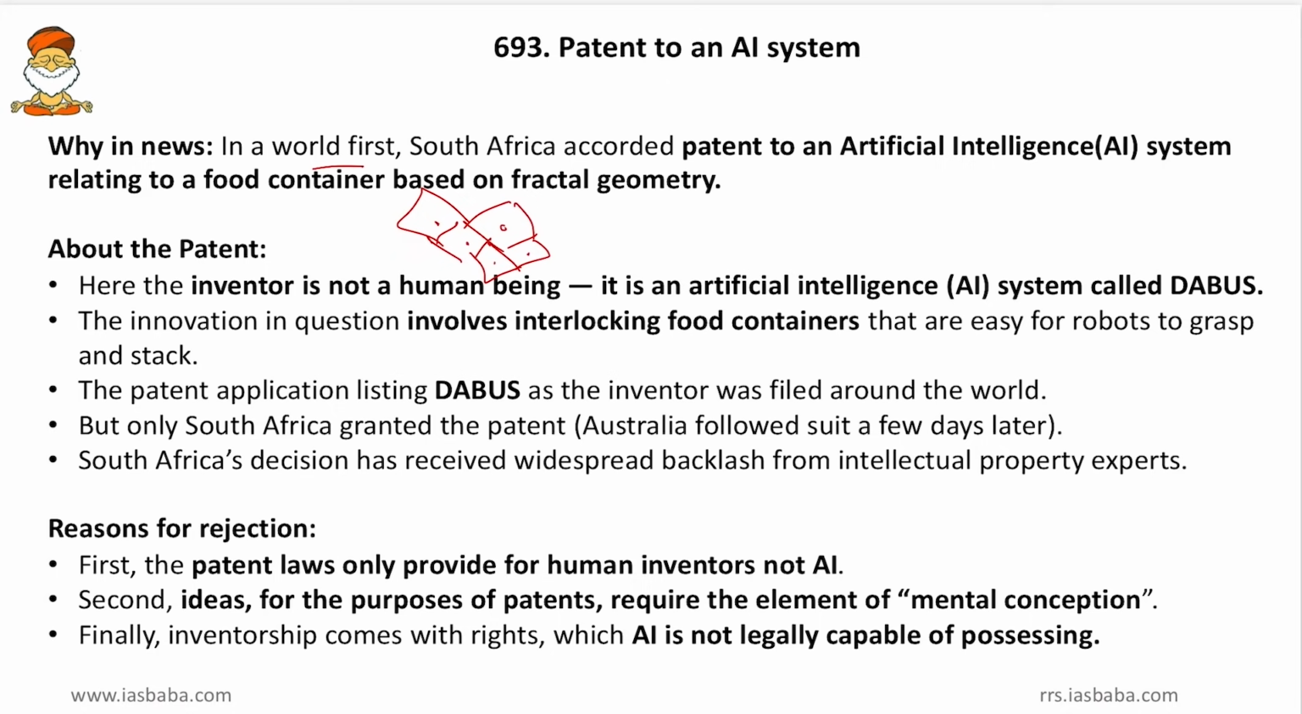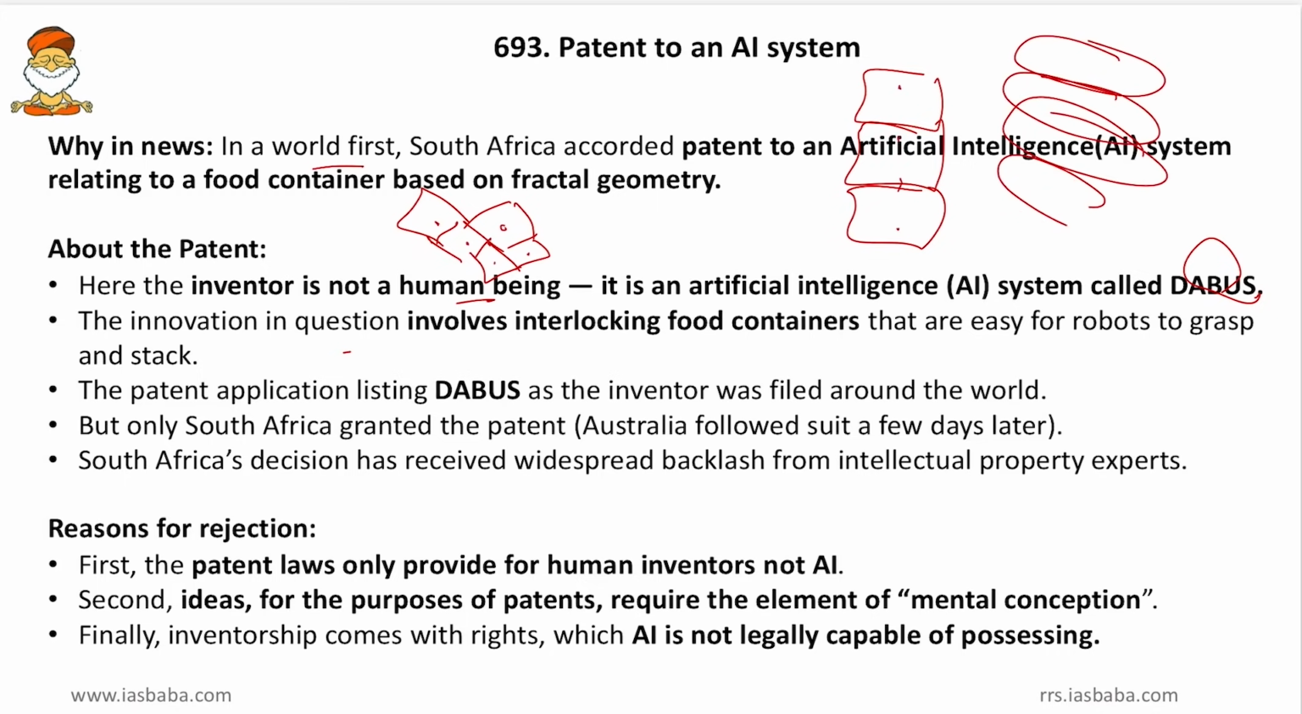Then about the patent. Here the inventor is not a human being. It is an artificial intelligence. And the system is called Dabus. And then the innovation in question involves interlocking of food containers that are easy for robots to grasp and stack. So for storage and arrangement, it is easy for the robots to stack if the containers are interlocked as per the system provided by the artificial intelligence. Yes friends, we have different boxes. So similar sized boxes will be arranged top to bottom, and then another sized boxes will be arranged the same way top to bottom, and these will be easy for robotics to handle and carry. So this is how the artificial intelligence guides the stashing and storage of these food containers.